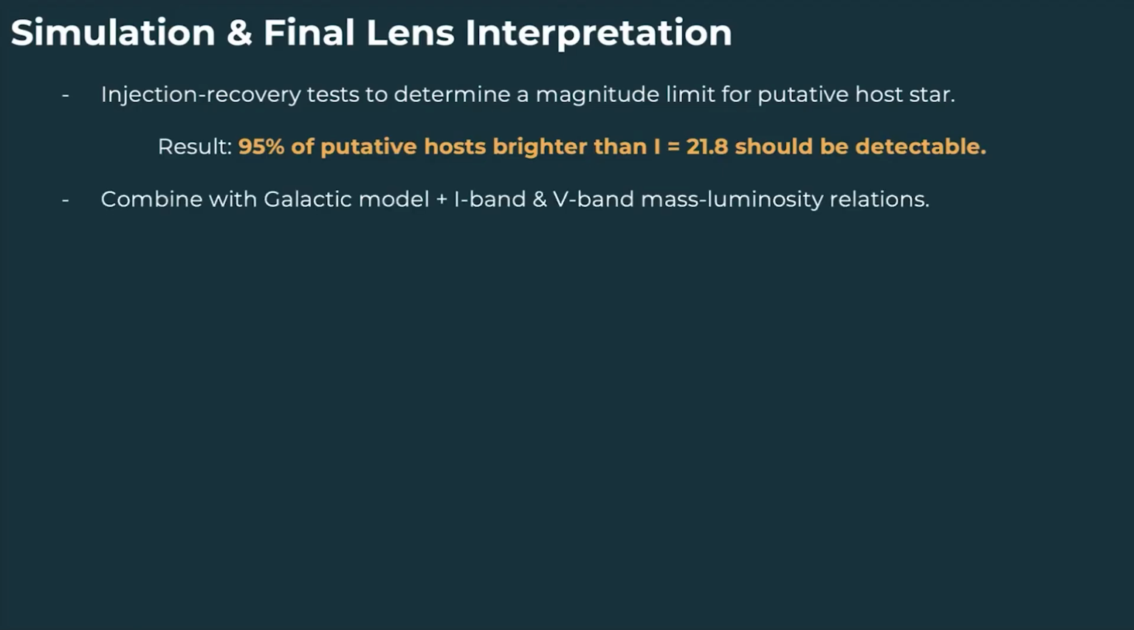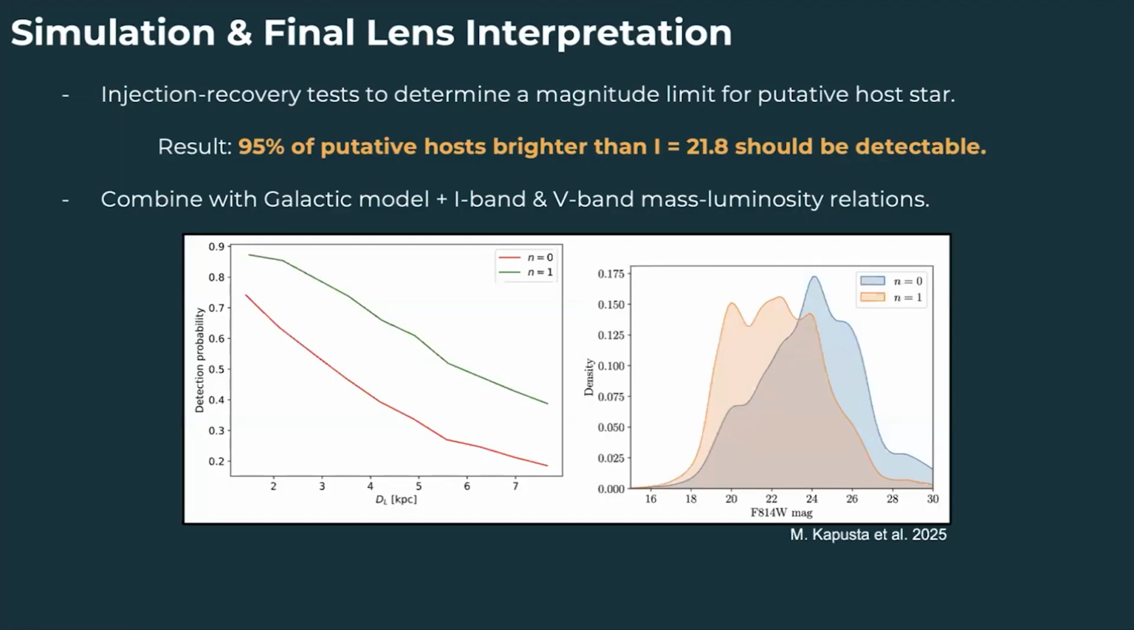These injection recovery tests are combined with galactic models and also empirical mass luminosity relations in the I band and the V band, which were the pass bands measured by HST, to generate something like this. The figure on the left is a detection probability as a function of the distance to the lens. So of course, if the lens has a host with a planet instead of an FFP, then it would have a higher detection probability the closer it is.